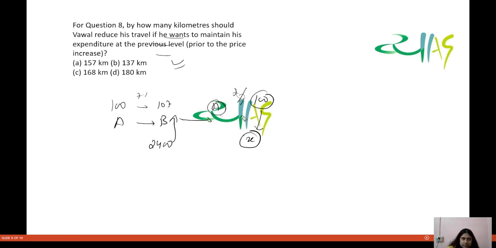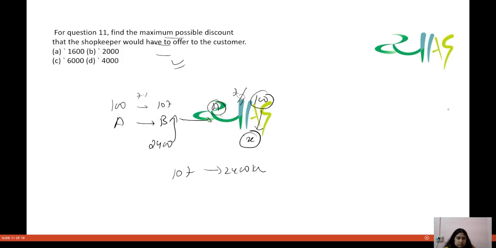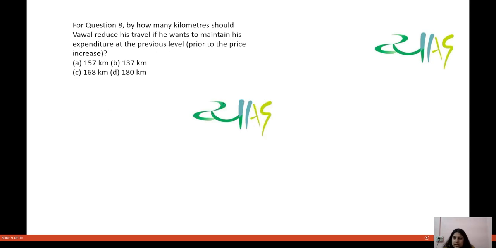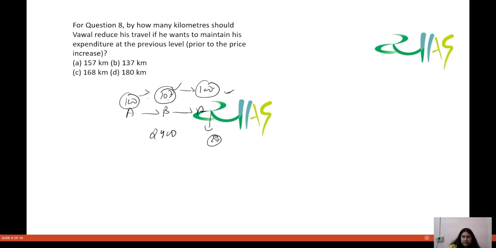Okay, so this is the same thing. At 107, you are traveling 2400 kilometers because that was given in the question. Guys, look at this situation. It is the same as when we were going from A to B and B to A again. When 100 was the price of the petrol, then it increased 7%, then it became 107. Now you want to go back to 100. So 2400 kilometers at 107 becomes x kilometers at 100.